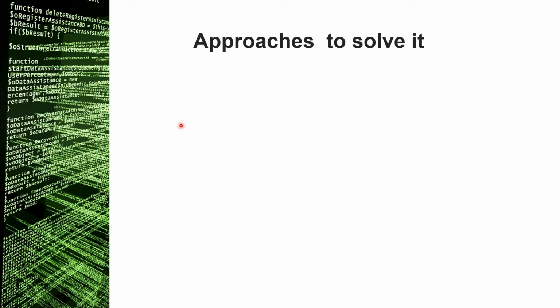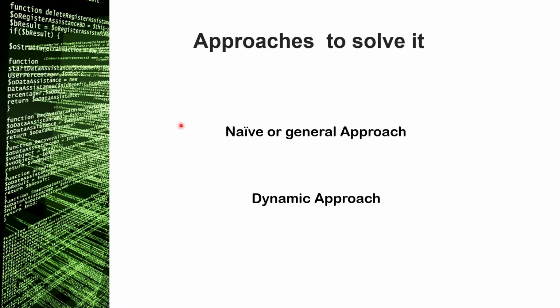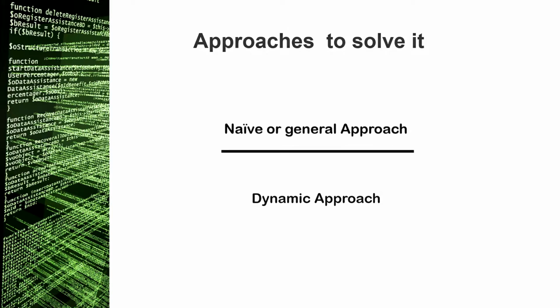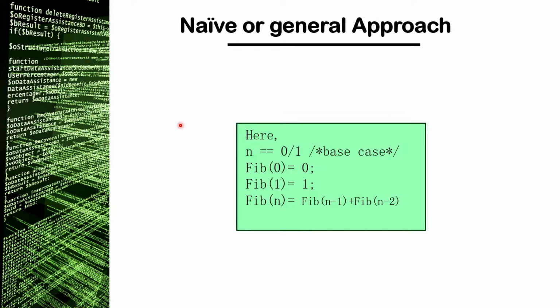There are two types of approach to solve or generate this number series. The first is the general approach, also known as the naive approach, and another is the dynamic approach or dynamic programming approach. At first, we'll look at the naive approach. One of the general approaches can be solving the problem with the recursion technique.